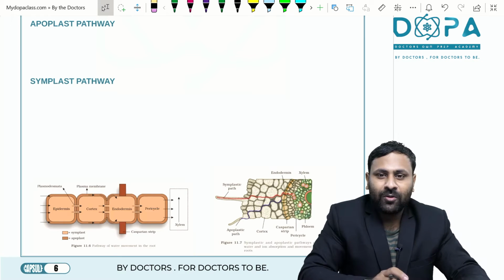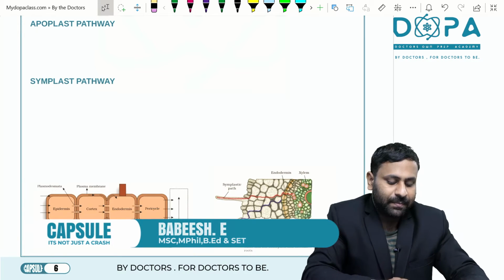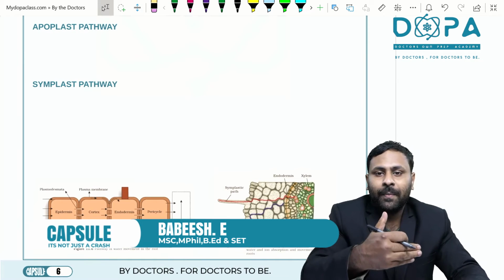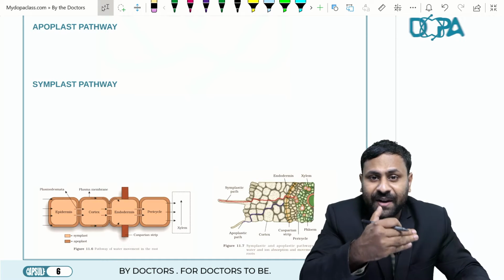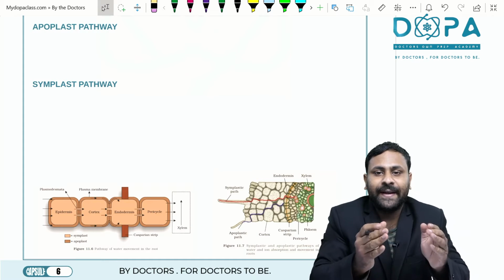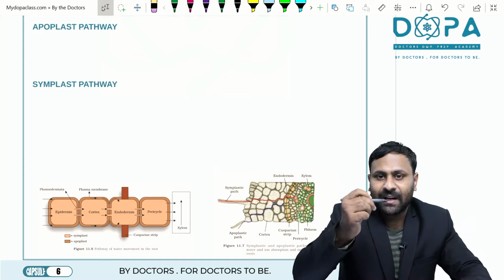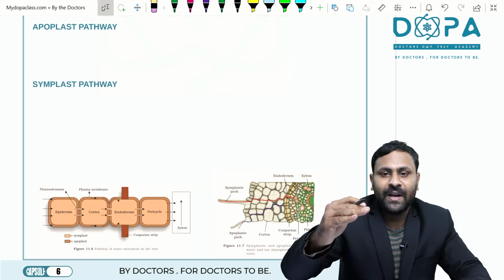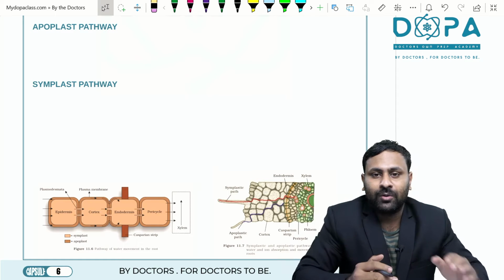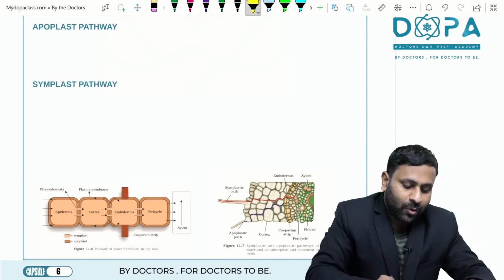Now we are discussing the topic of the apoplast pathway and symplast pathway. Water is mainly absorbed by root hairs by simple diffusion. Then those water molecules move deeper into the xylem of the root through two distinct pathways. They are called the apoplast pathway and the symplast pathway.